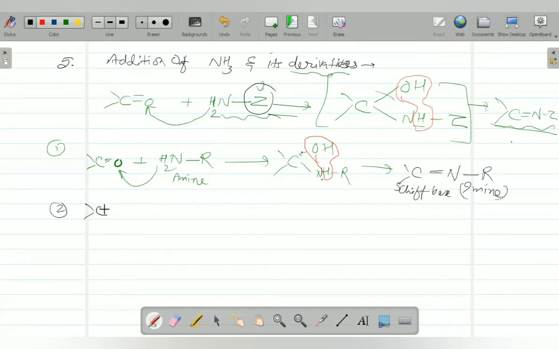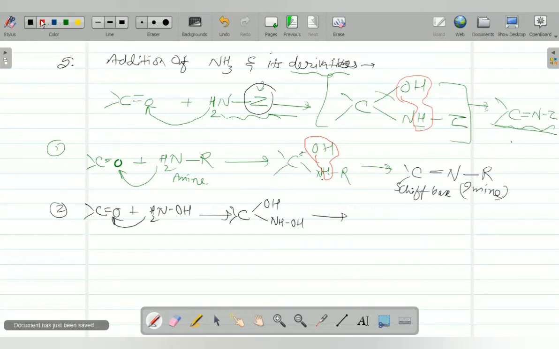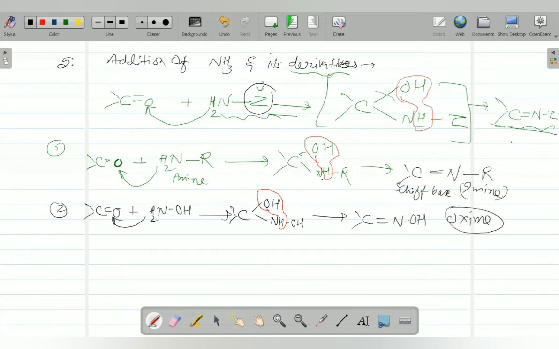Suppose you take C double bond O plus NH2 and OH. What will happen? H from here attacks this OH, and what is left? NHOH. Remove the water from where? OH and H. After removing water, again there is a double bond between N and OH. This is called an oxime, because hydroxylamine gives an oxime.